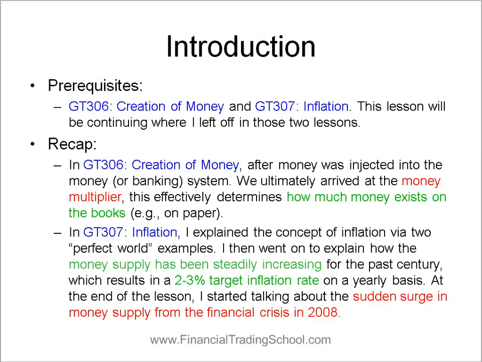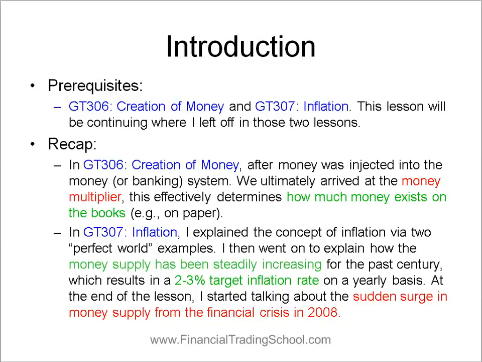As a recap, in GT306 Creation of Money, after money was injected into the money or banking system, we ultimately arrived at the money multiplier. This effectively determines how much money exists on the books, e.g. on paper. And then in GT307 Inflation, I explained the concept of inflation via two perfect world examples. I then went on to explain how the money supply has been steadily increasing for the past century, which results in a 2 to 3% target inflation rate on a year-to-year basis.